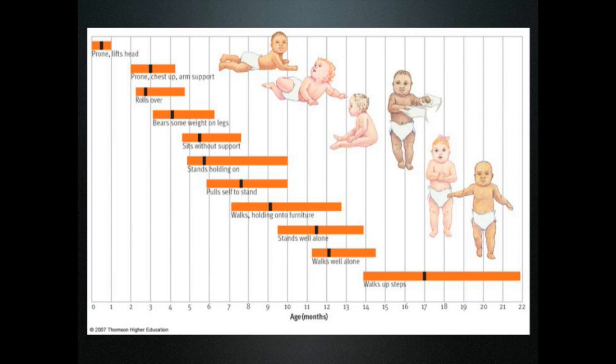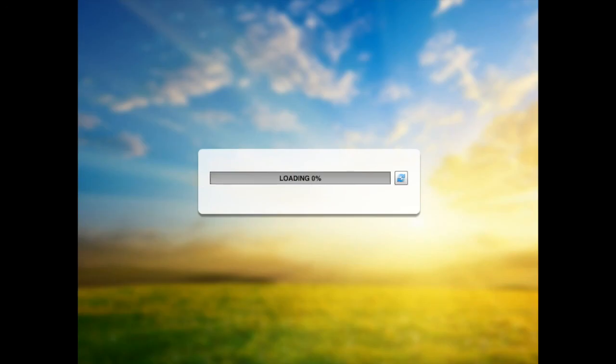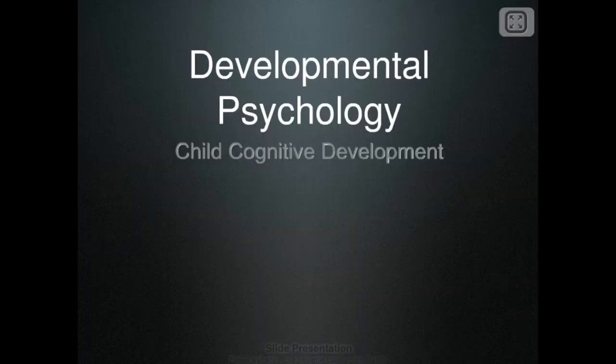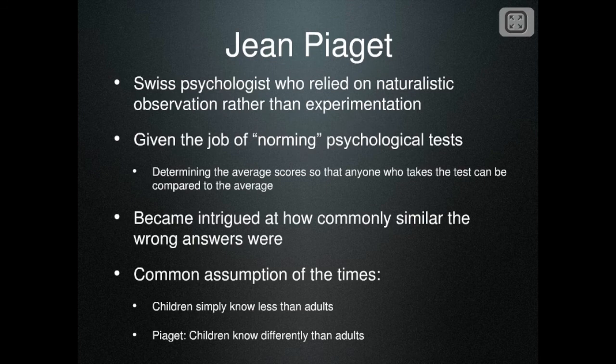And we go from that to child cognitive development. This is where Piaget is. In Piaget stages. So who was Piaget? He was a guy that was in charge of norming psychological tests. We talked yesterday about the norming and the standard bell curve. He was the one that was in charge of making that center line, figuring out where that center line is on some psychological tests.